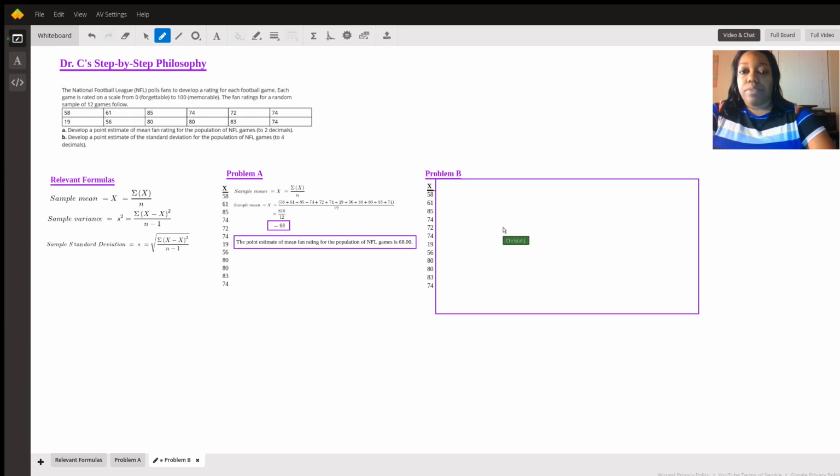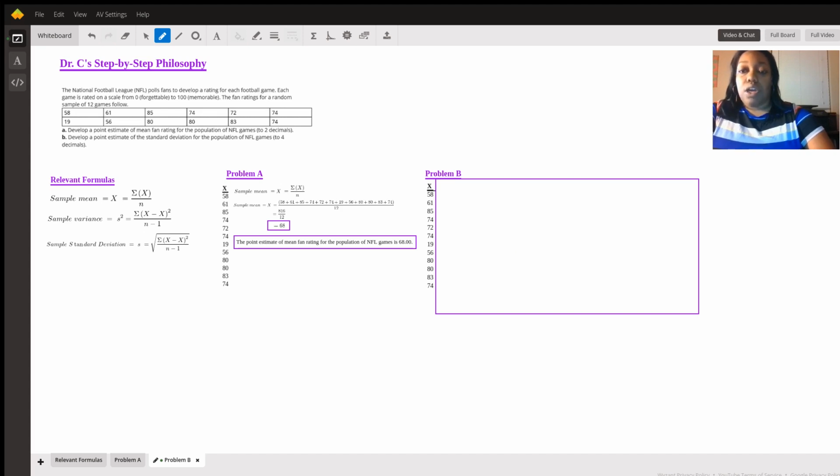For problem B, similar thing. So we have the mean. Now, to get to the standard deviation, it does take a series of steps. For one, we lined up all of our scores again, and you are supposed to take each score minus the mean. So we did 58 minus 68, which gave us negative 10, 61 minus 68, which gave us negative 7, so on and so forth, okay?